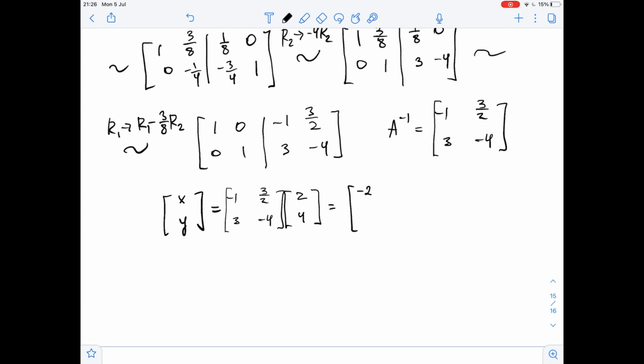negative 2 plus 6, then 6 minus 16. So our result is 4, negative 10. So this means that x equals 4 and y equals negative 10.